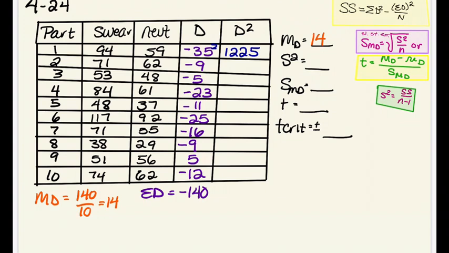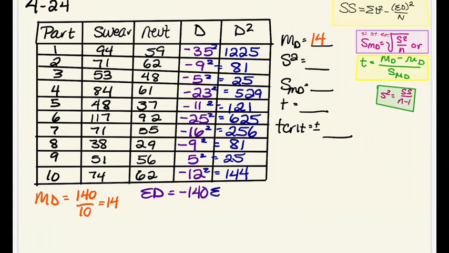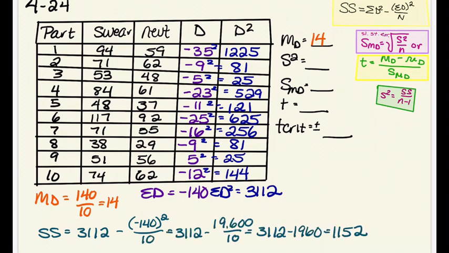Next, we'll square each difference score and add them up to come up with our sum of squared differences. We'll use both of these numbers to find our sum of squared deviations for the sample of D scores, which is the sum of squared differences minus the sum of differences squared divided by n. And in this case is 1,152. Our variance is the sum of squared deviations divided by degrees of freedom, which is n minus 1.